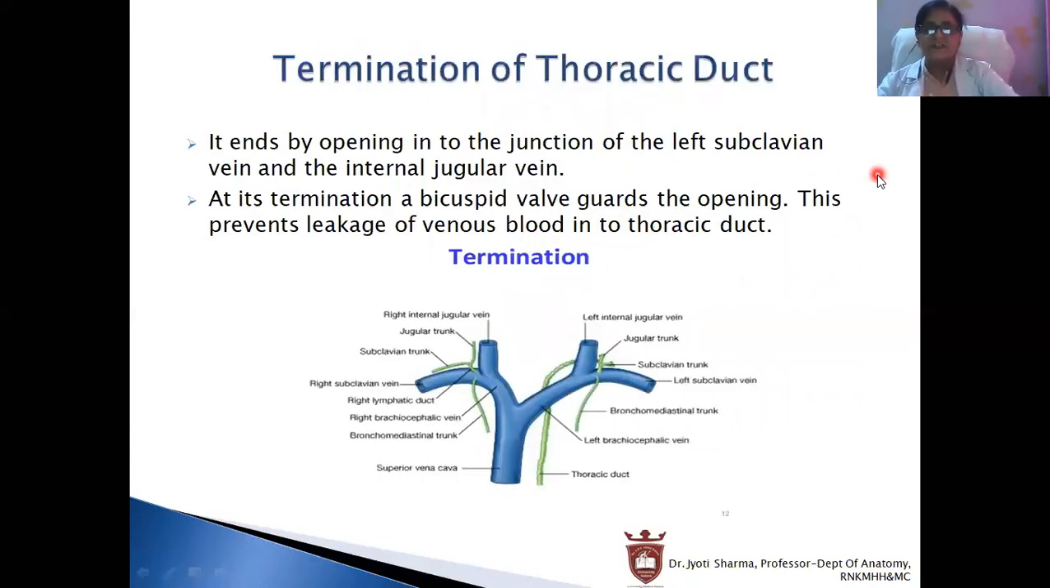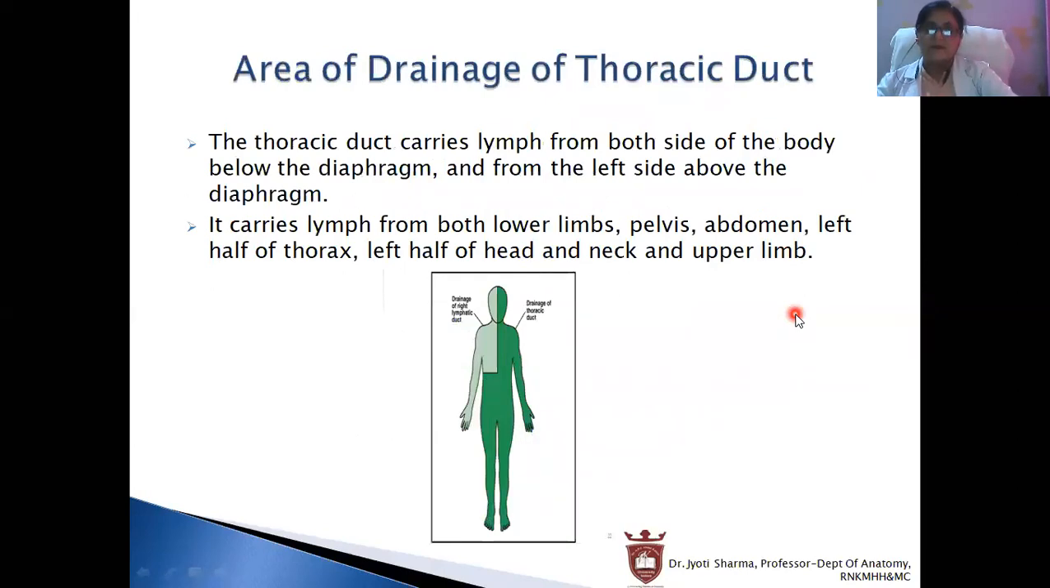When we see the termination of thoracic duct, it ends by opening into the junction of the left subclavian vein and the left internal jugular vein. At its termination, a bicuspid valve guards the opening. This prevents leakage of venous blood into the thoracic duct. Here is the termination. We can see here, this is the left internal jugular vein and this is the left subclavian vein.